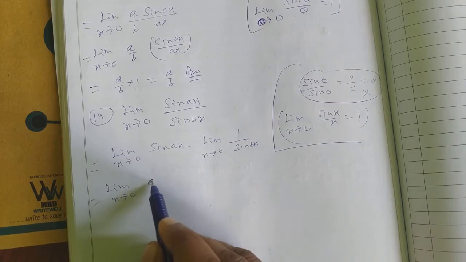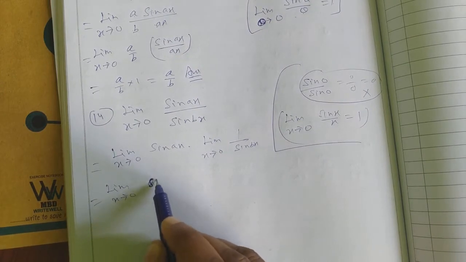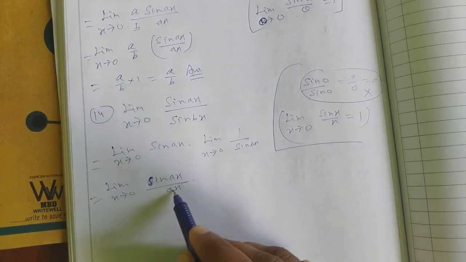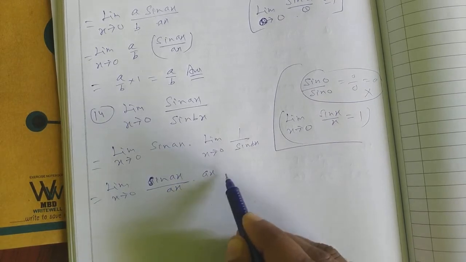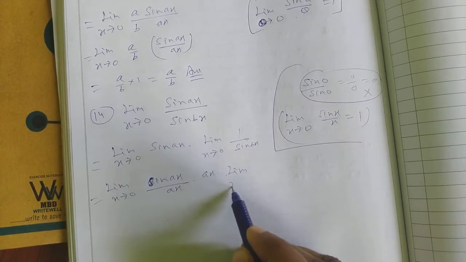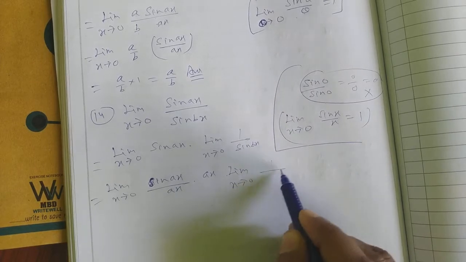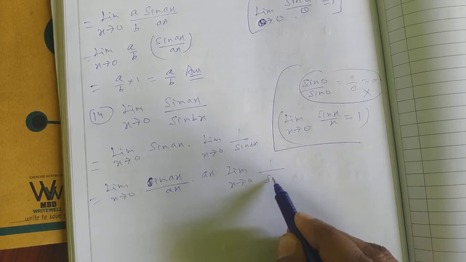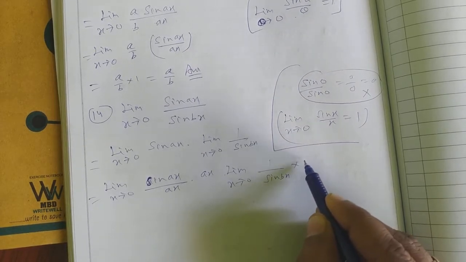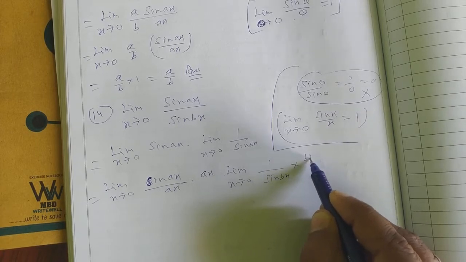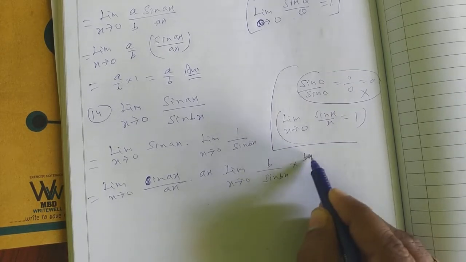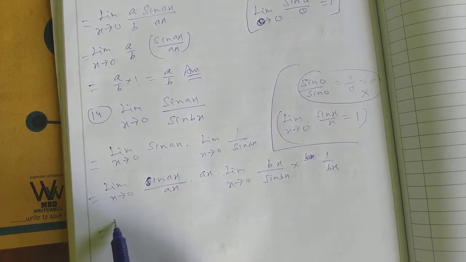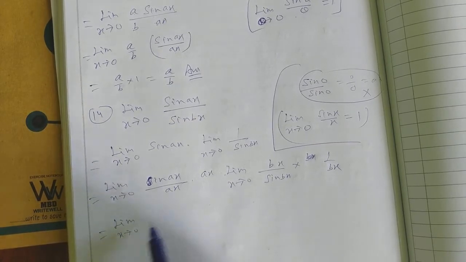How is it possible? It is sin ax upon ax, so then you will multiply also here. When you divide by ax, then multiply ax also here. Then next, limit x tends to 0 of 1 upon sin bx, then you multiply here bx, and then divide also here bx. In this way, now you can write limit x tends to 0 ax upon bx.